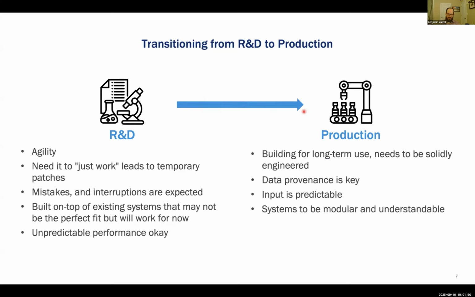However, in production, the needs are much different. We're now building for long-term use. This needs to be engineered rock solid. We need to be able to have data provenance and integrity tracked at every step. The input, however, is now predictable, which gives us some advantages, which make it easier to make performance much more predictable. Now systems must be modular and understandable, so they can be supported and extended far into the future.